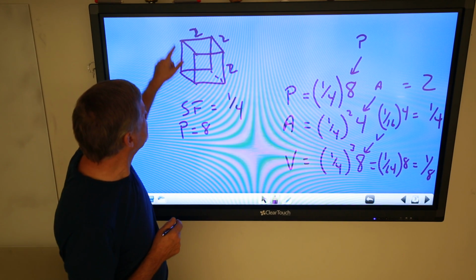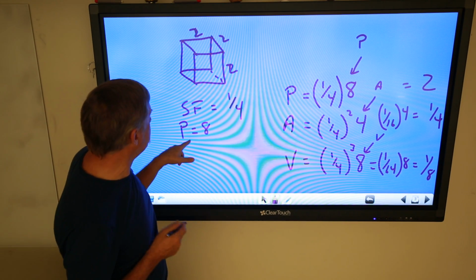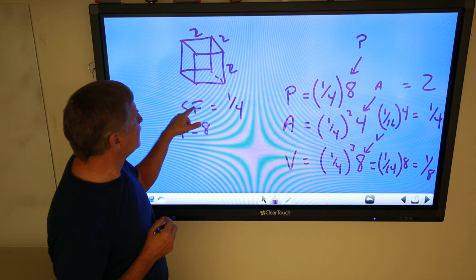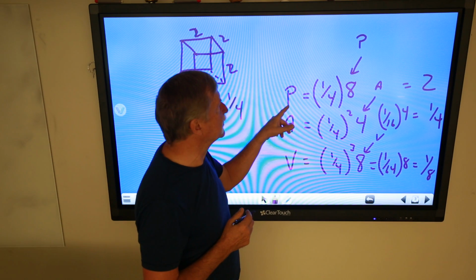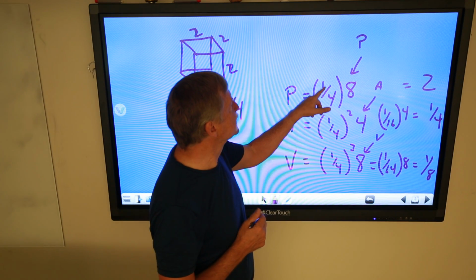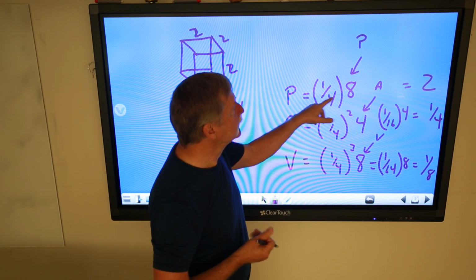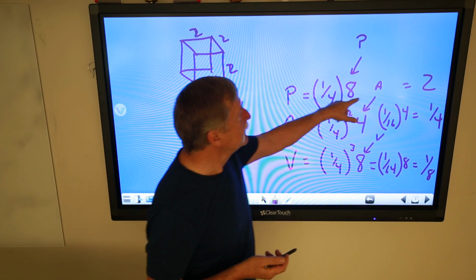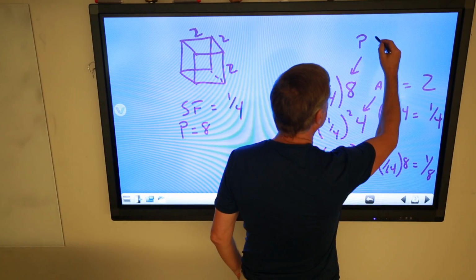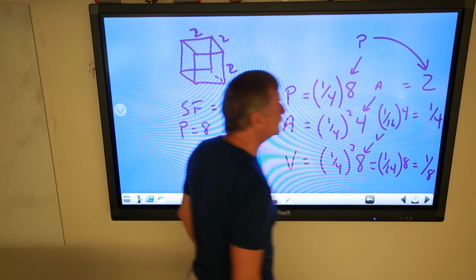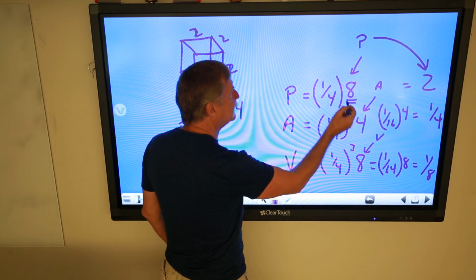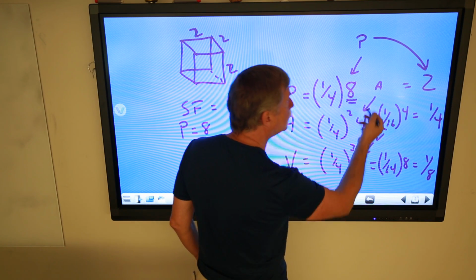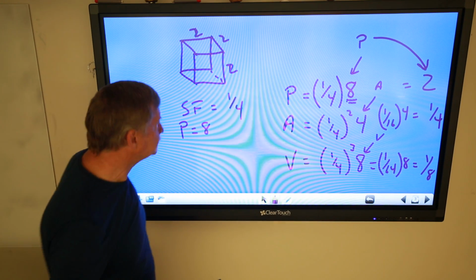Well, right now, if we look at the perimeter of the top of this square, it's 8. And it has a scale factor of 1/4. So to find the new perimeter, I'm simply going to take the scale factor, 1/4, times the perimeter, 8, and we get a new perimeter of 2. Because the perimeter here starts off as 8. 8 times 1/4, 8 over 4, simplest terms, 2.